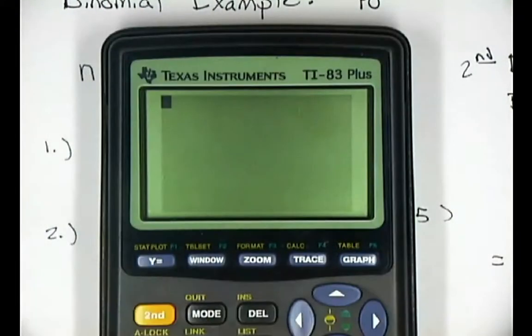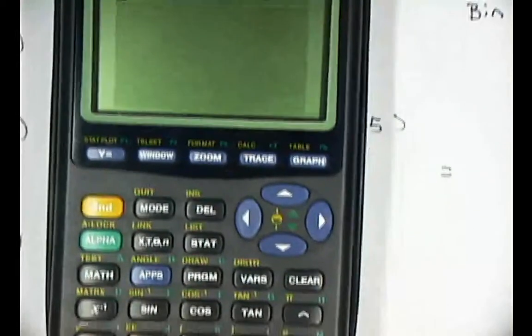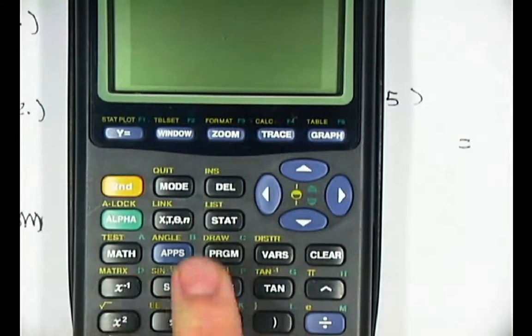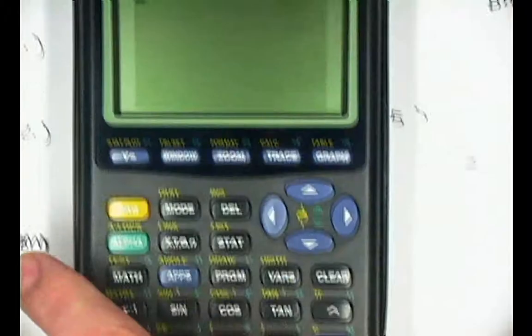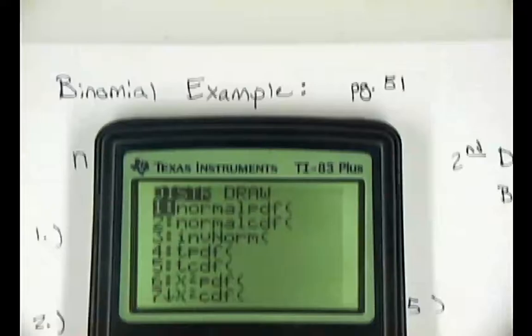So we're going to go into our TI-83 or 84. We're going to look for what's called the distribution key. Now if you look carefully, you'll find it. It's a second key above your variable key. So let's press second, distribution.